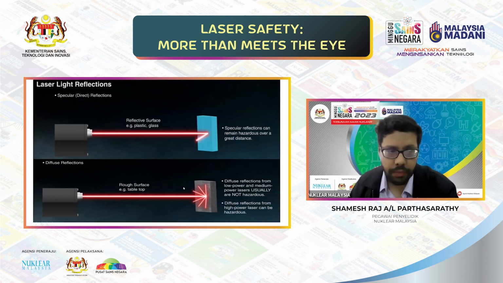Then the next is the diffuse reflection, right? Diffuse reflection is when the laser beam hits a rough surface, for example a tabletop or matte surfaces. Generally, diffuse reflections from low power and medium power lasers are usually not hazardous, right? Diffuse reflection from high power lasers, for example class 4 lasers, can be very hazardous, right?